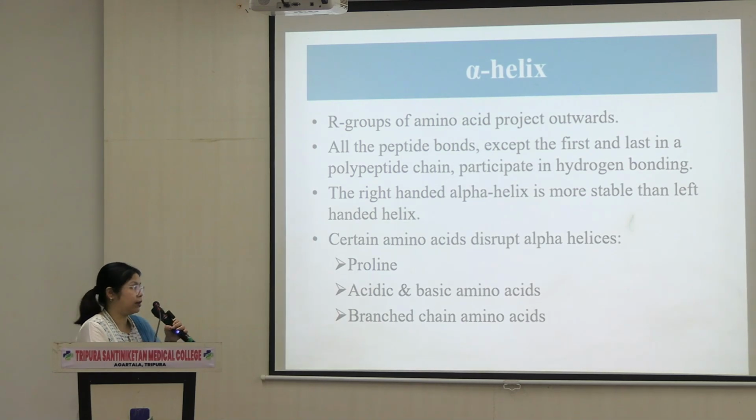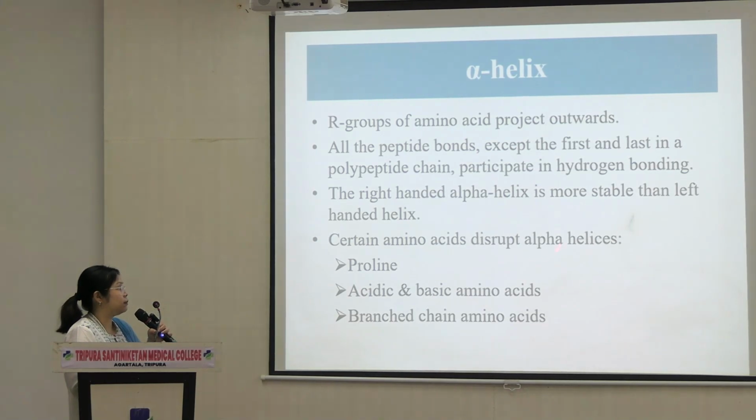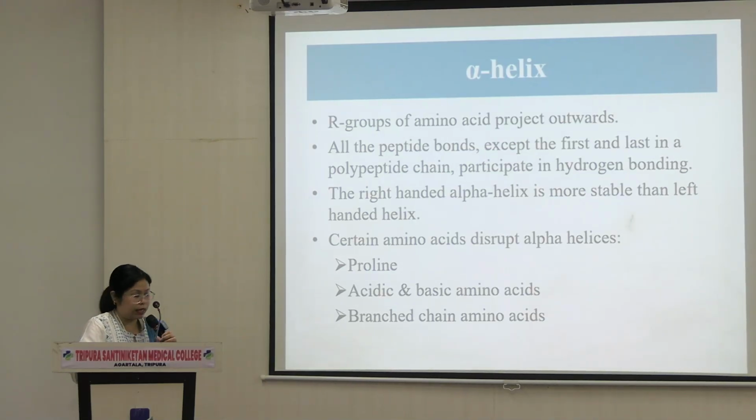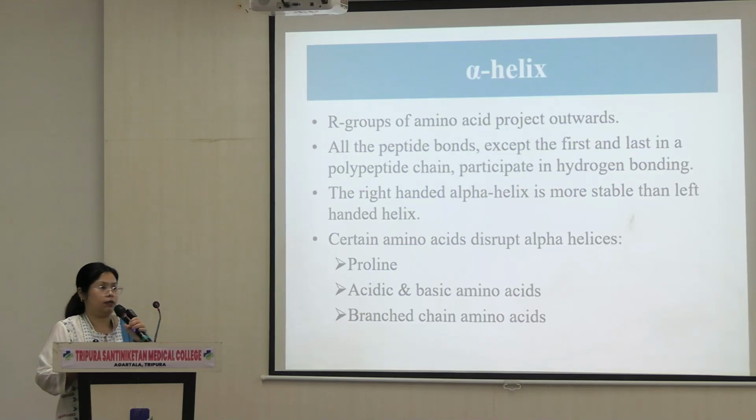Then there are certain amino acids which are known as disruptive to alpha helices, like proline, acidic and basic amino acids and branch chain amino acids. They do not form alpha helix, okay?